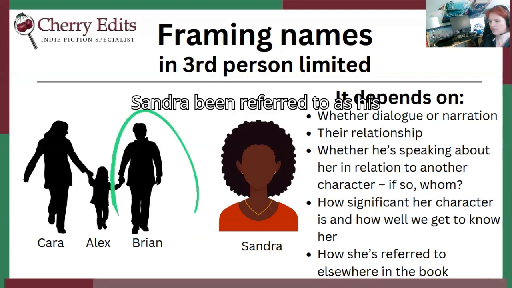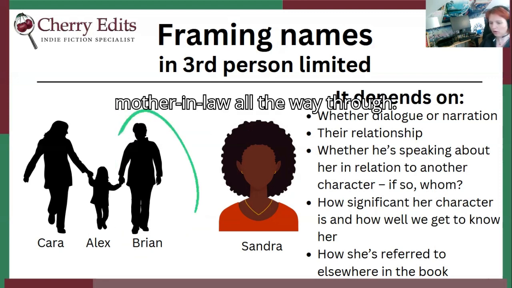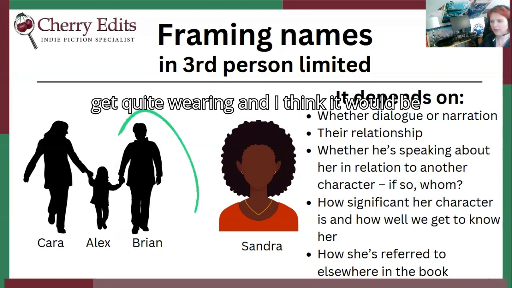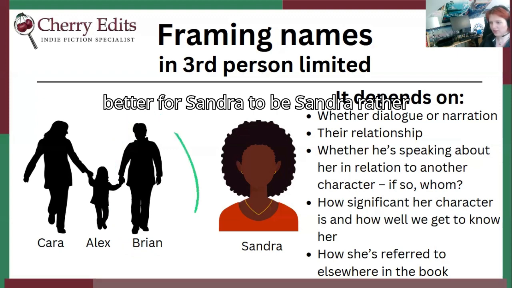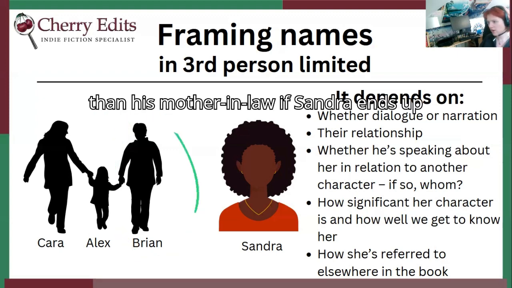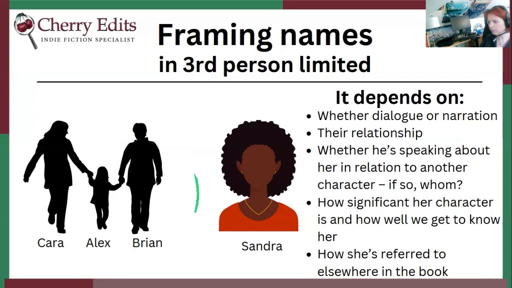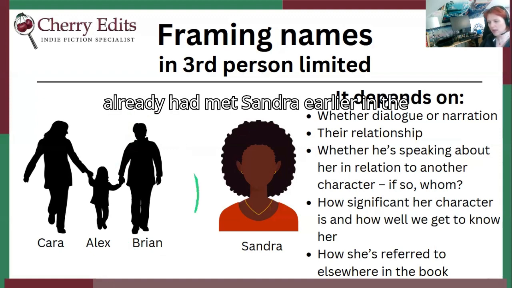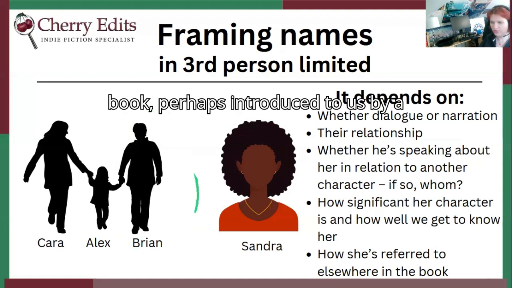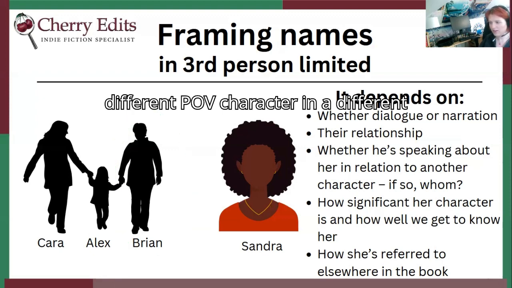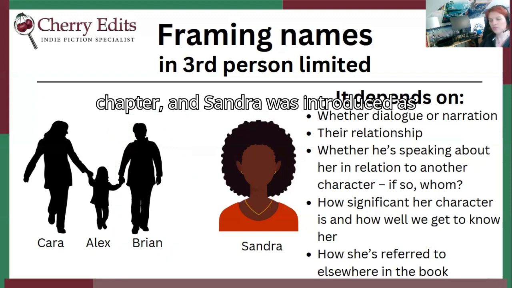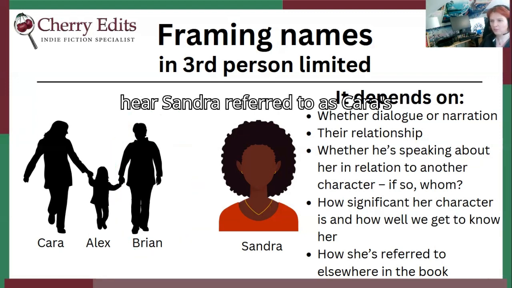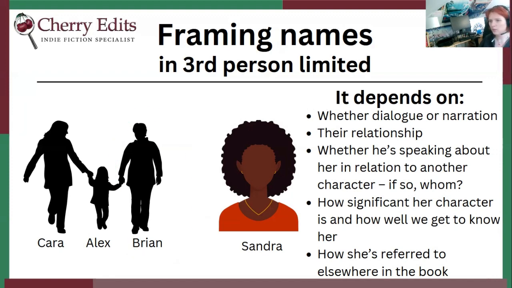Now, if you actually had Sandra being referred to as his mother-in-law all the way through a 90,000 word novel, that would get quite wearing. And I think it would be better for Sandra to be Sandra rather than his mother-in-law if Sandra ends up being a significant character. It also depends upon how Sandra is referred to elsewhere in the book. If we already had met Sandra earlier in the book, perhaps introduced to us by a different POV character in a different chapter, and Sandra was introduced as Sandra, then it's going to jar with us to hear Sandra referred to as Cara's mum, even if it is in a Brian chapter.